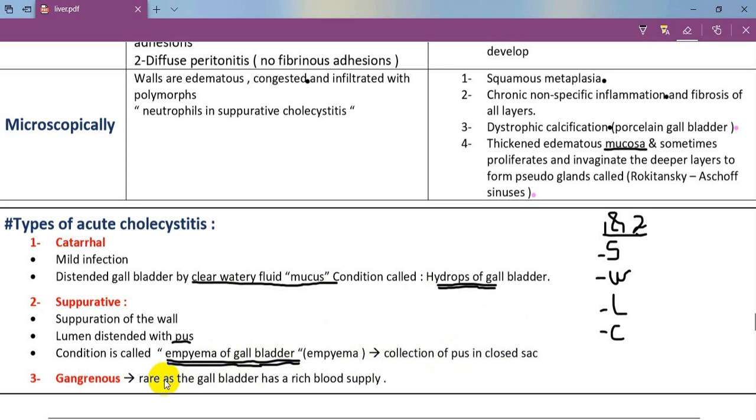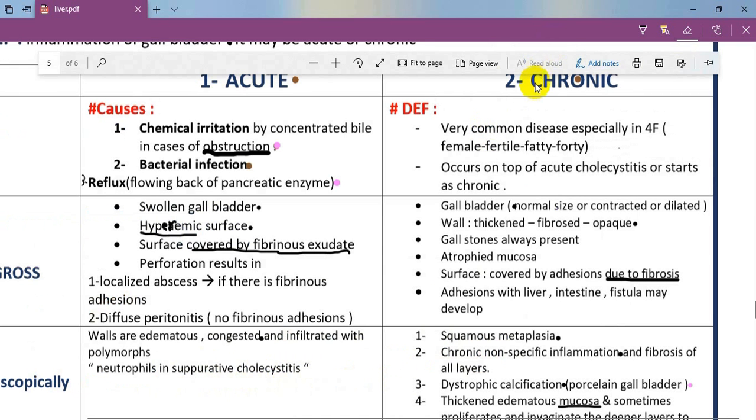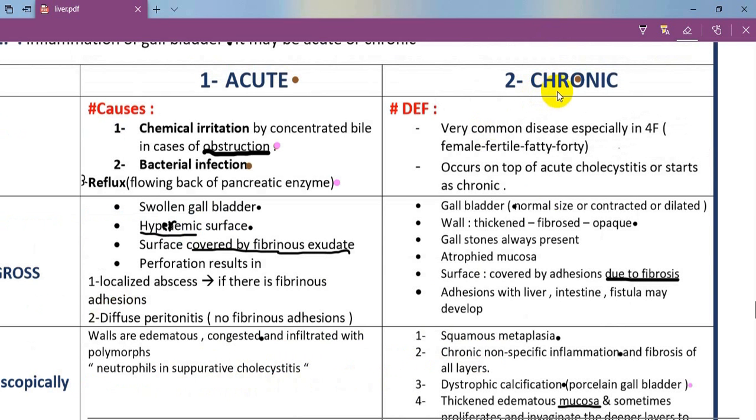Gangrenous is a rare type because the gallbladder has a rich blood supply. The second type is called chronic cholecystitis. It is associated with long-standing cholecystitis. It is a very common disease, especially in the 4 Fs: female, fertile, fatty, 40. Remember that by the 4 Fs. It occurs on top of acute cholecystitis or starts as chronic.